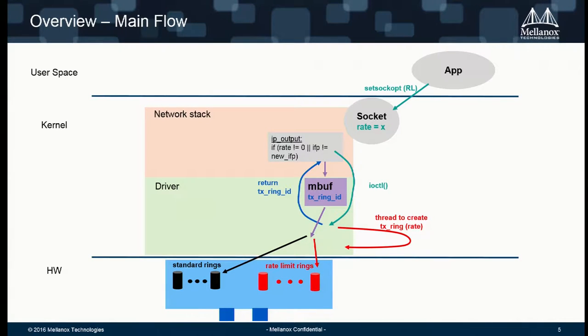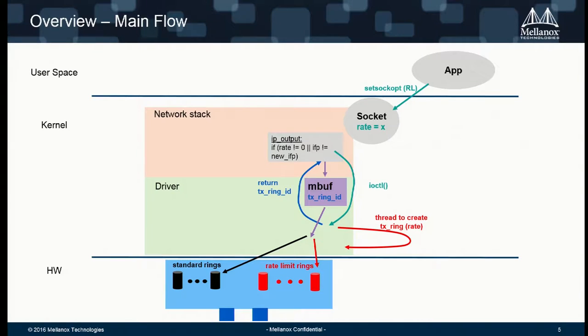So using a setsockopt with the value of rate limit, it's a 32-bit value, some unsigned integer. The application sets this value to the socket, and using a field that we now added to the socket, it now holds the rate. That's it basically from the socket.